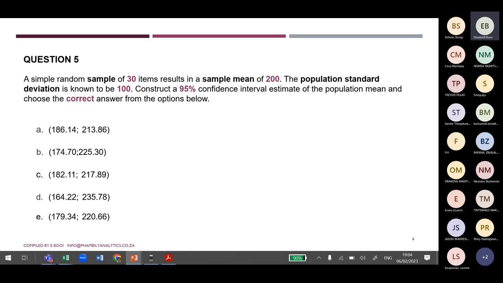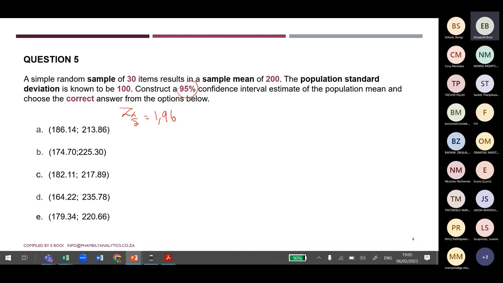Otherwise, by the time you go write the exam, do not forget this. When you construct a 95% confidence interval or when you do a two-tail, especially for Z, you will need the critical value, your Z alpha divided by 2. When it's 95%, it's always going to be 1.96. If you can learn that, memorize that, nothing will go wrong. But it's only applicable for Z when alpha is divided by 2.